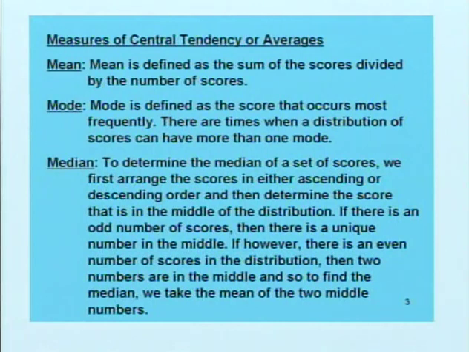The median. To determine the median of a set of scores, we first arrange the scores either in ascending order or descending order, and then determine the score that is in the middle of the distribution. If there is an odd number of scores, then there is a unique number in the middle. If, however, there is an even number of scores in the distribution, then two numbers are in the middle, and so to find the median, we take the mean of the two middle numbers.